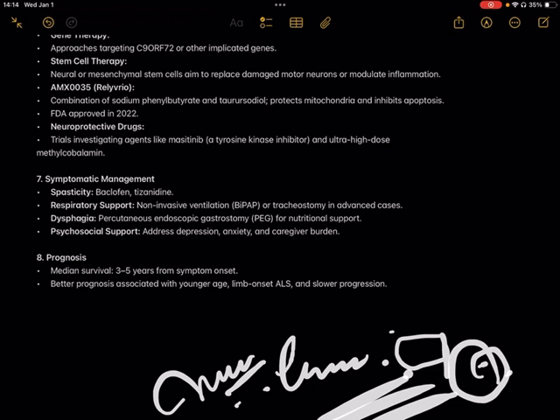Neuroprotective drug trials investigating agents like masitinib, a tyrosine kinase inhibitor, and ultra-high-dose methylcobalamin have also been tried. It is under investigation. Symptomatic management includes spasticity management with baclofen and tizanidine, respiratory support with non-invasive ventilation, that is BiPAP, or tracheostomy. Dysphagia can be managed by percutaneous endoscopic gastrostomy, PEG, and psychological support. Prognosis: the median survival is 3 to 5 years from symptom onset. Better prognosis is associated with younger age, limb onset ALS, and slow progression. Thank you.